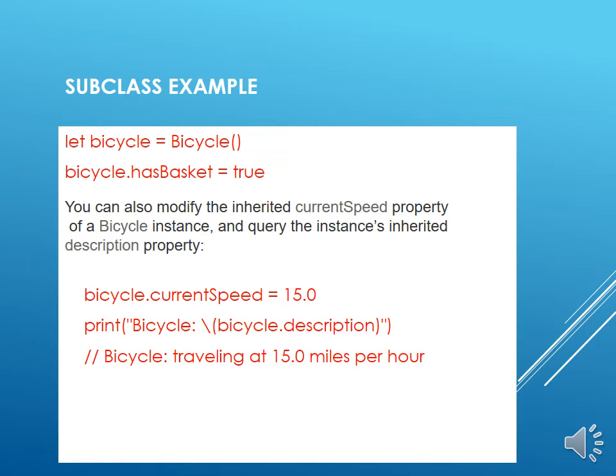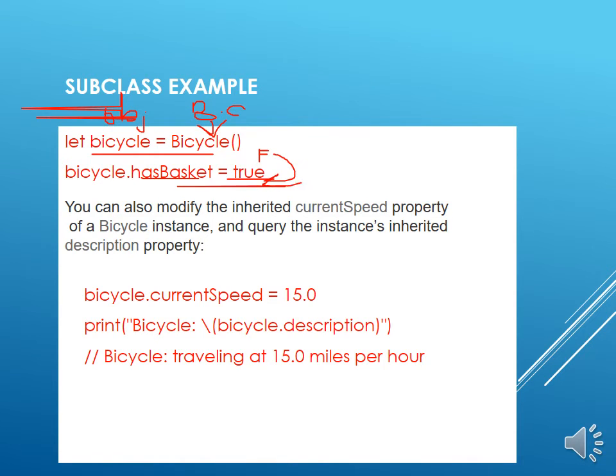So this is the subclass we have created. Let bicycle is equal to bicycle. This is the object of our base class, and this is our base class, right? So we have created an object of our base class. Bicycle dot has basket is equal to true. We have changed the value of the bicycle property has basket from false to true. We have modified its value.